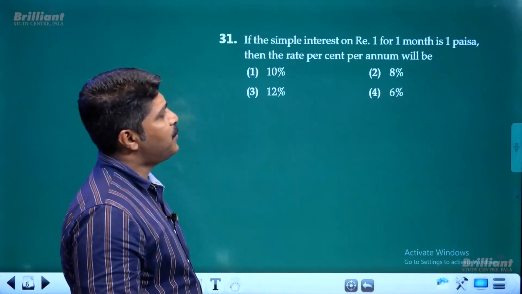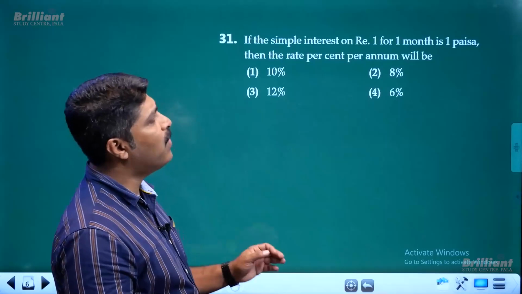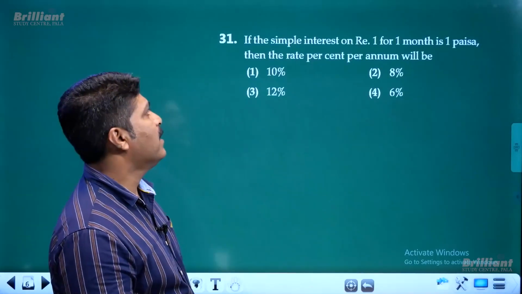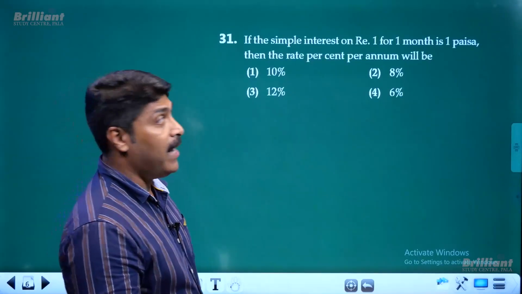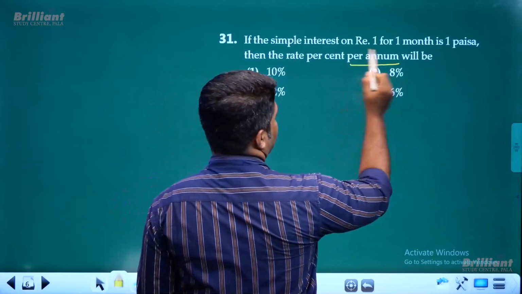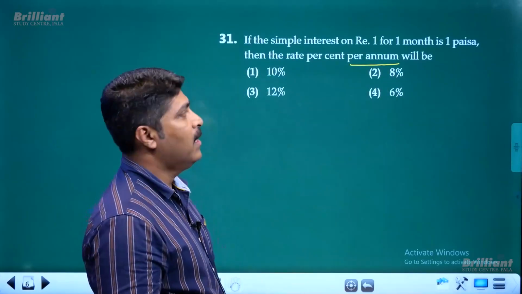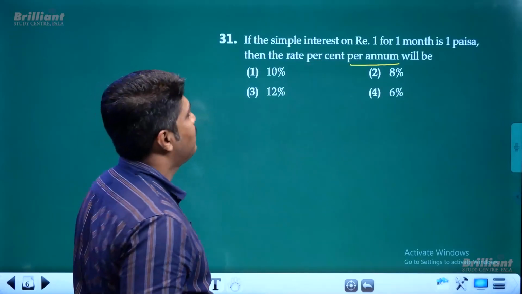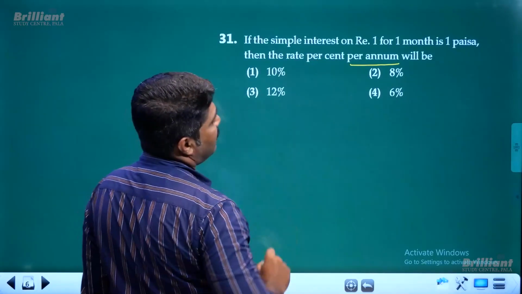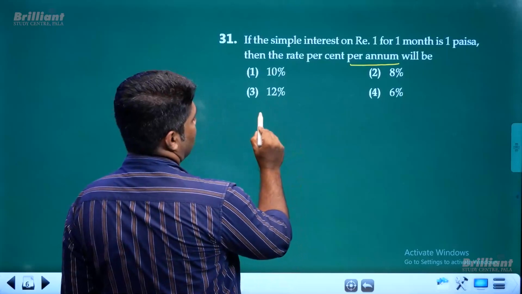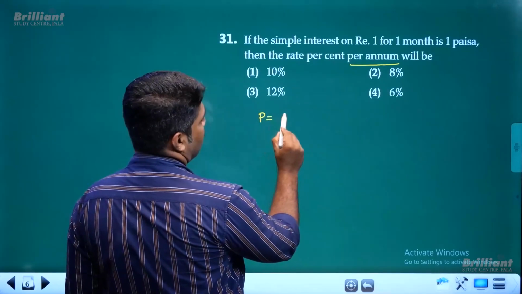If the simple interest on ₹1 for 1 month is 1 paise, then find the rate percent per annum. Don't forget, we are going to find out the rate percent per annum. It is given that the period is 1 month. Here, the simple interest is on ₹1, so what is the principal here? That is ₹1.